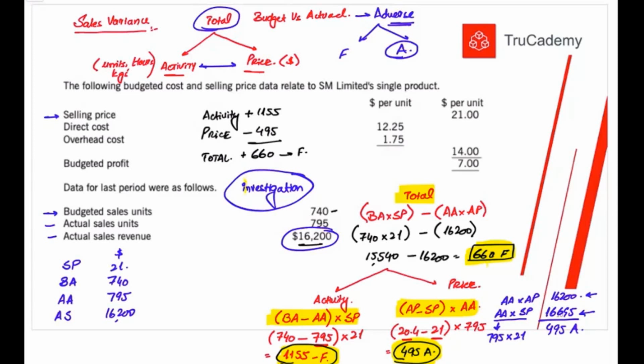For example, in this example, the total sales variance is 660 favorable. So it's good. But maybe 660 favorable is less than we wanted. If we go for a further breakdown, we can see the activity variance is 1155 and it's favorable, and price is 495 and it's adverse. What can be the potential reason behind that? Activity is favorable, price is adverse, total is favorable. Can you give a justification for that?